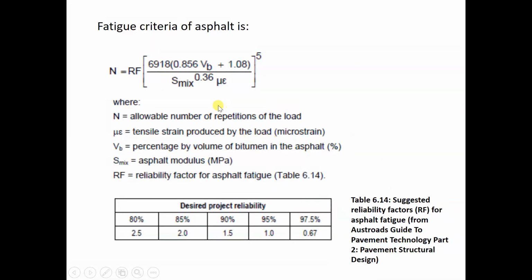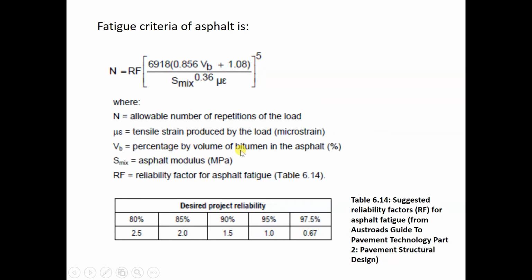And the fatigue criterion for asphalt is N equals K, the top one is K. The whole thing is K, and actually this K is 6918 times (0.856 VP plus 1.08), the whole thing divided by S mix to a power of 0.36, and then microstrain here, and the exponent here for the asphalt is 5. Just now we said the cemented material is 12, subgrade is 7.